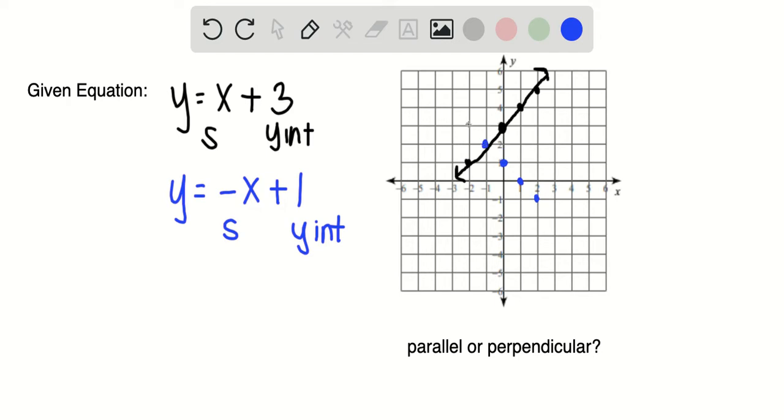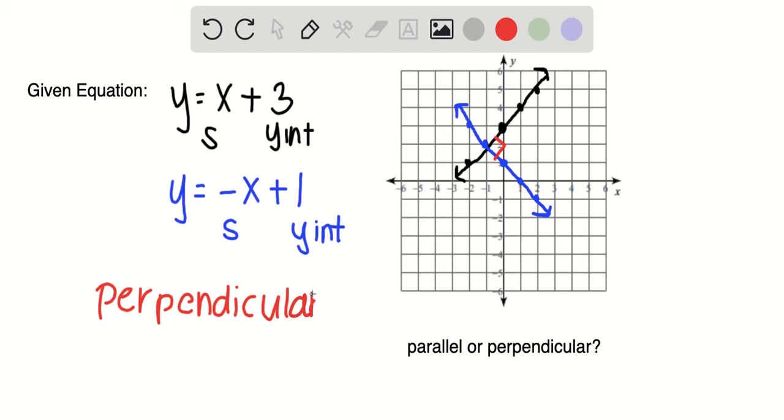And these lines are intersecting. And these lines are also showing that they are perpendicular because they are showing a right angle where they intersect. So you would say that these are perpendicular because of how we graphed it.